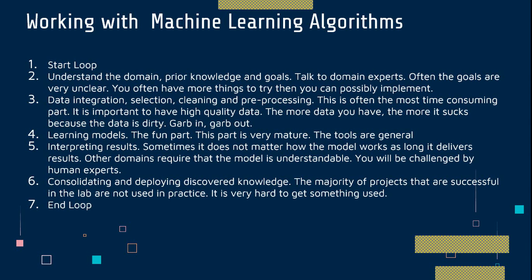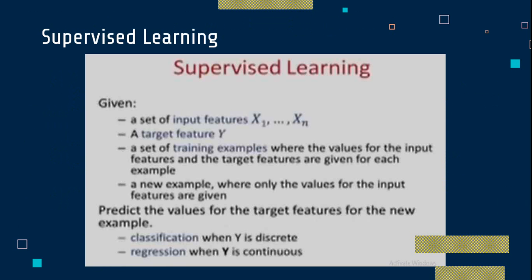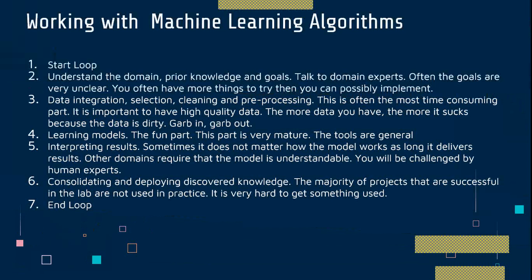Then consolidating and deploying the discovered knowledge. Okay, and again, whatever result you receive, you should be able to implement that knowledge, that machine learning. So this is all about the working of a machine learning algorithm. Okay, so today we stop here, right? I hope all of you now understand the types of machine learning algorithm and how we can use it.